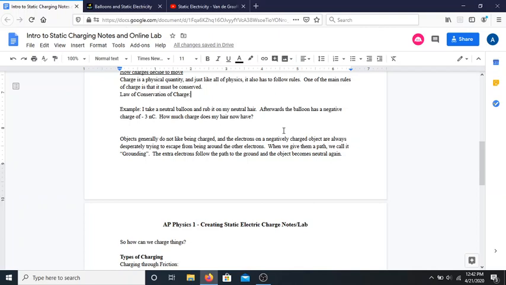So just take 15 seconds just to think about it, and think about the idea of what the law of conservation of charge says.